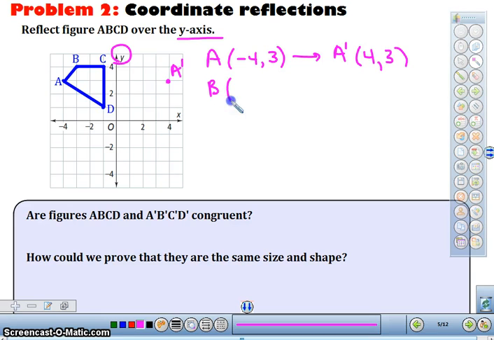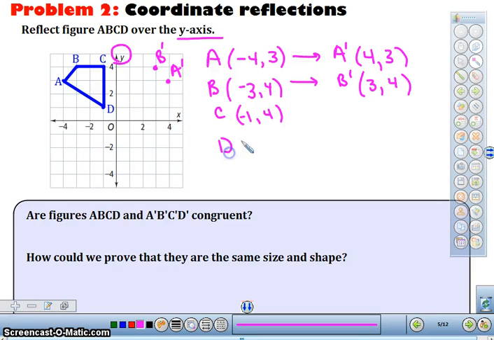Whereas B originally was located at -3, 4, our new point B prime is now going to be located at 3 and +4. So it'd be at 3, +4, B prime. Point C is located, if we are looking at that, at -1, 4, and D originally was located at -1, +1. Where is our new C point going to be located? Our new C point is going to be located at 1, 4.